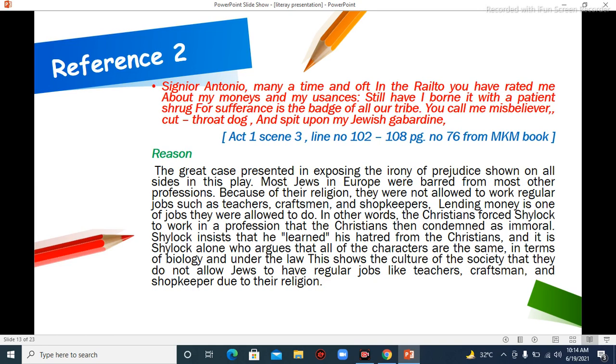So this also represents the cultural norm of the era, that a Jew can't work in the profession of a teacher, a craftsman, a shopkeeper, and so on. And so lending money can only be the option. And if he lends money, he is also hated by the people, by the Christian members of the society.